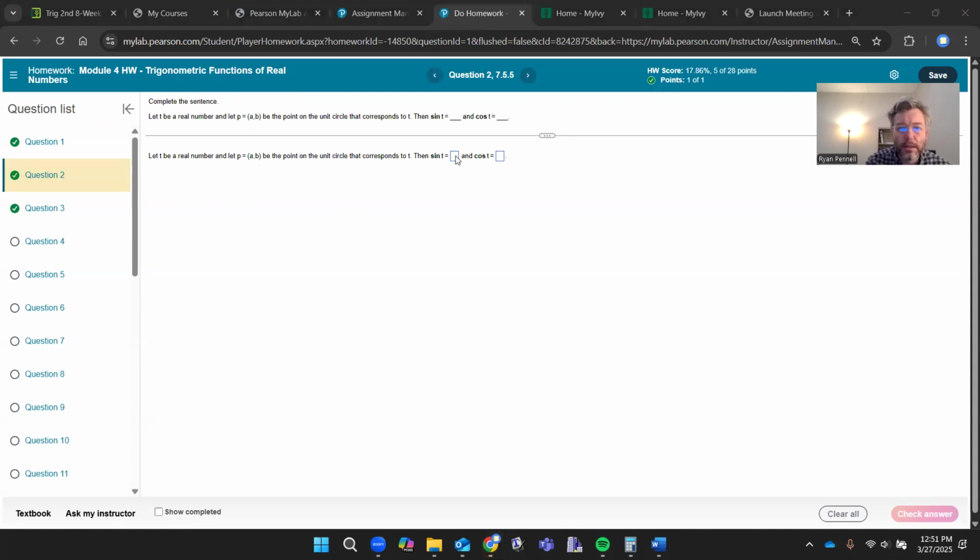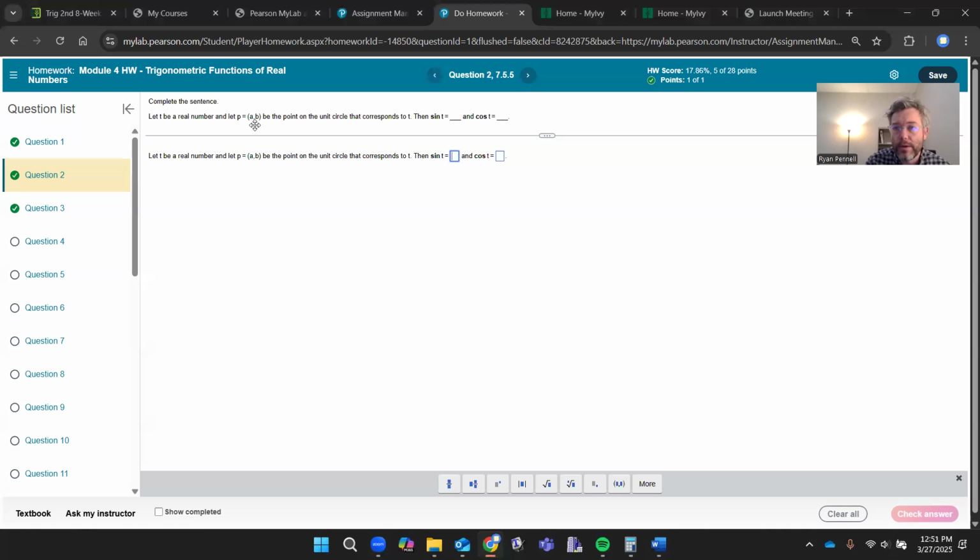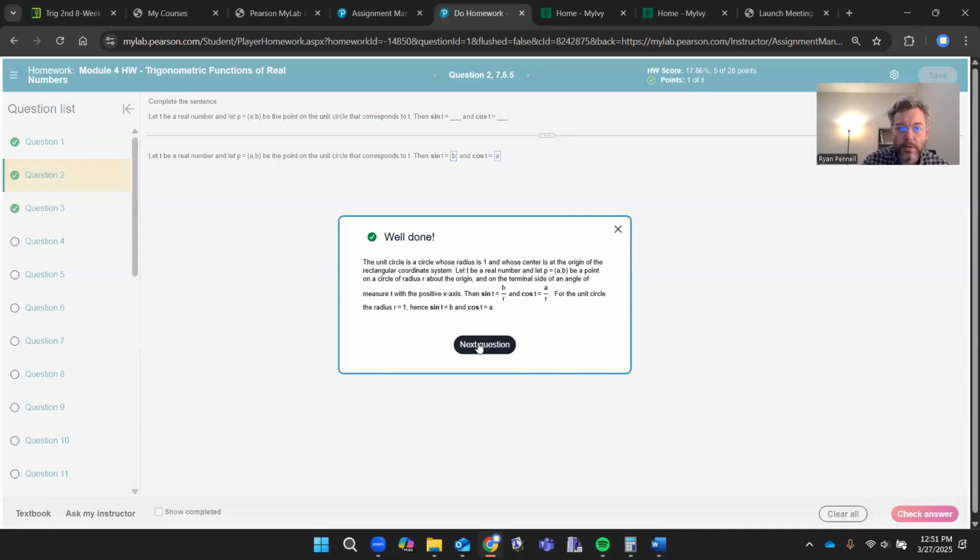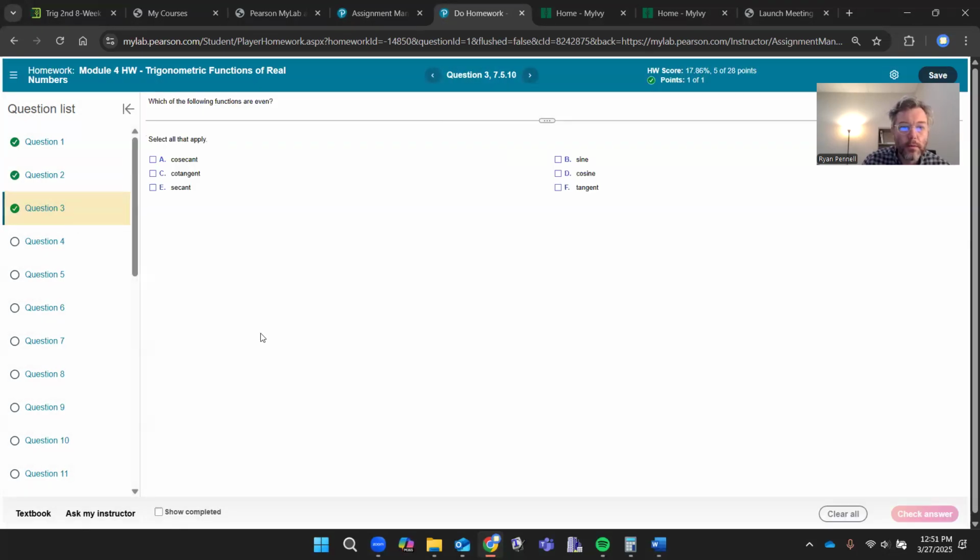Here we did something like this in class, but if they give us the point (A, B), A is the x value, which is going to coincide with the cosine. So you'll see that those match up. So for the other problem here, which one is even? Which one has the property of this? Okay. So we found it in class.